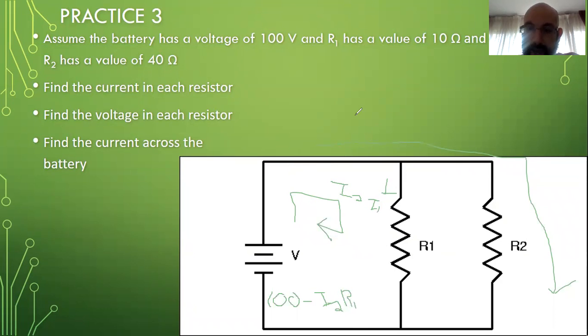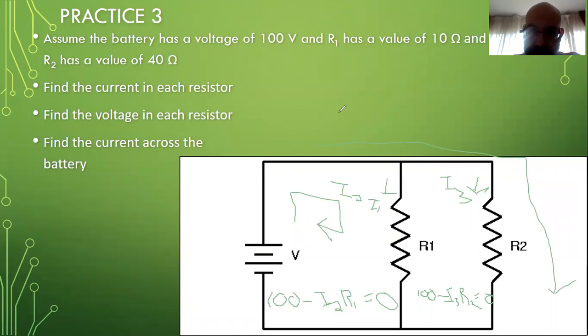And we'll do the same thing for this one. And the current going here, we're going to call this current I3. And here we would have 100 minus I3 times R2. And both of these equations equal 0.